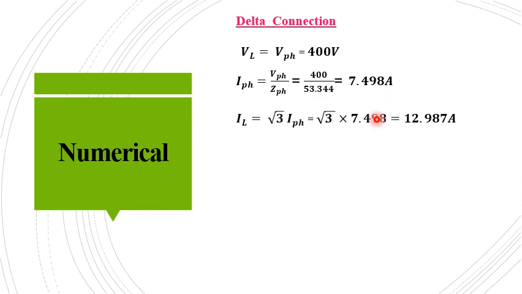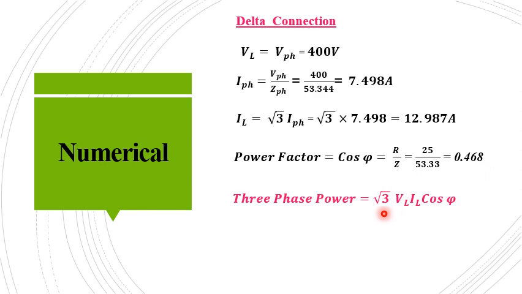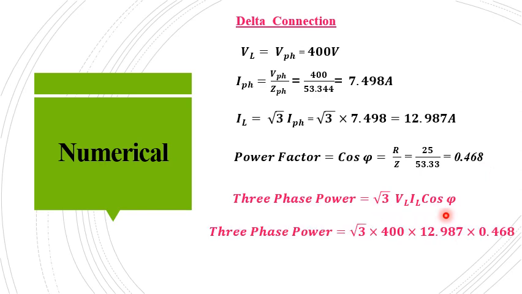Now the line current will be root 3 I phase, that is root 3 into 7.498, that will be 12.987 ampere. So we found out the line current. Next we need to find out the power factor. Power factor cos phi is equal to R by Z, that is equal to 25 by 53.344, that is equal to 0.468. Now the three-phase power will be root 3 VL IL cos phi.